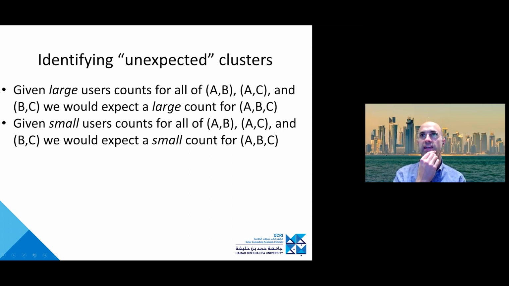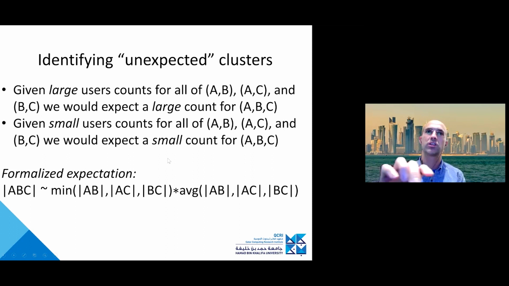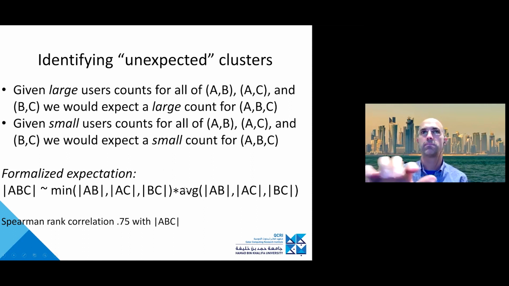So, if that's the case, then the triple just reflects what's going on in the individual pairs, right? If we try different formalizations, this is the one that worked best, where we would expect the count for the triple to be somewhat proportional to the product of the minimum count of the pairs and the average count of the pairs. And this turns out to capture quite a lot of variance in terms of the ranks, what's more or less frequent.